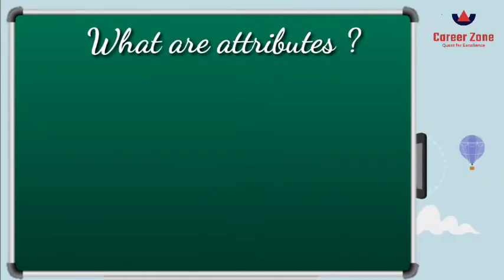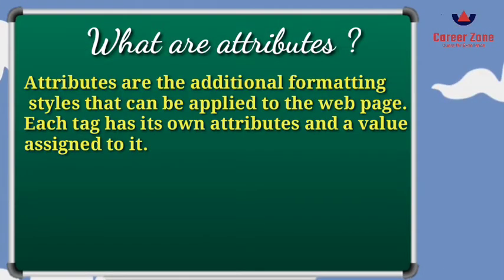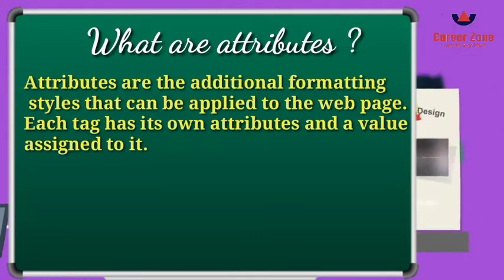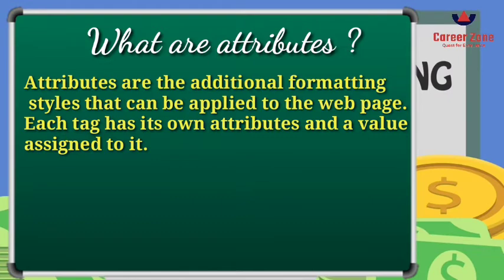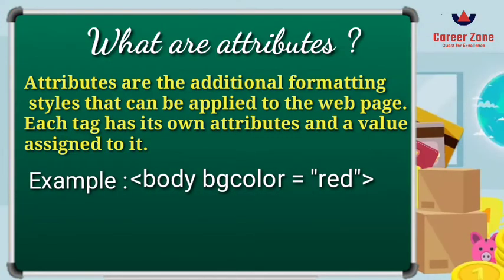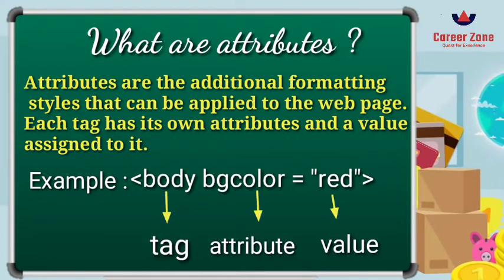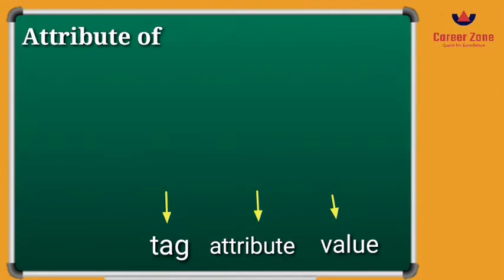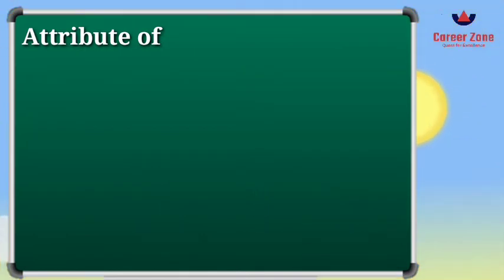What are attributes? Attributes are the additional formatting styles which can be applied on the text which is shown inside the web page. They are basically used with different kinds of tags. Every tag has different attributes and a value to it, which makes our text look attractive on the web page. Let us now talk about the different attributes that are used along with the body tag.